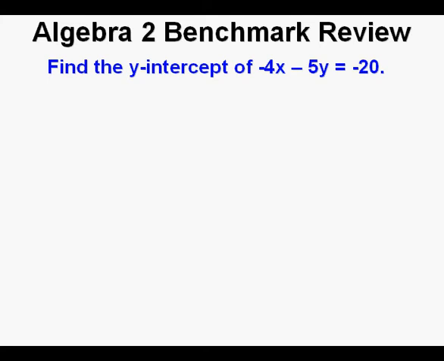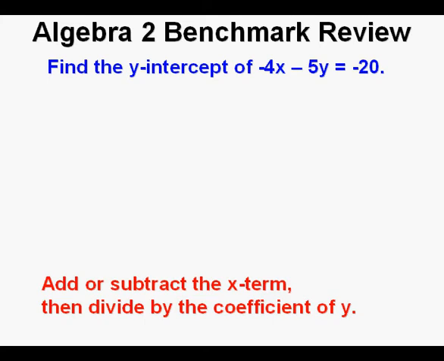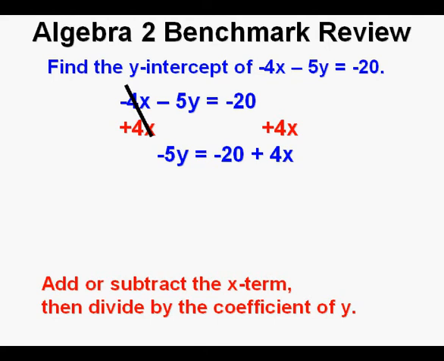One way we can do this is to change to the slope-intercept form of the equation and graph it. To solve for y, how do we do it? Well, we add or subtract the x term, then divide by the coefficient of y. What is the x term? Well, it's negative 4x. Do we add or subtract it? We have to add it to cancel out the negative 4x on both sides of the equation. Cancel on the left side of the equation. Bring down what's left. We have negative 5y equals negative 20 plus 4x.